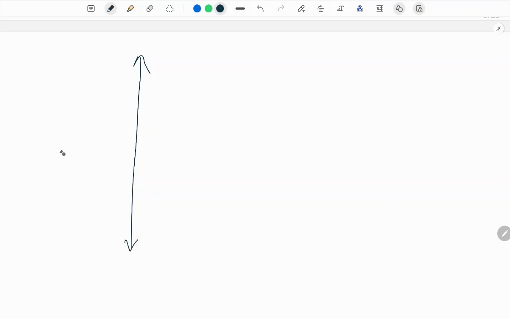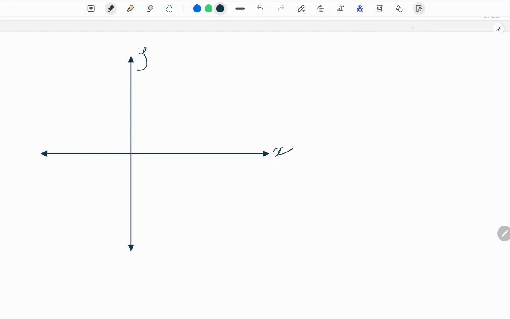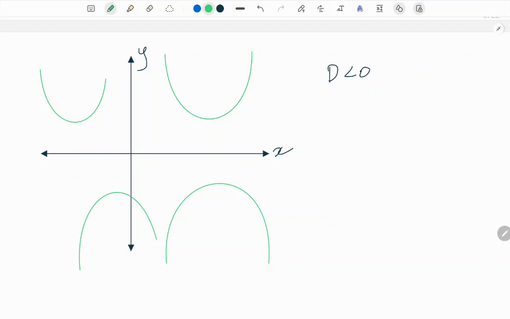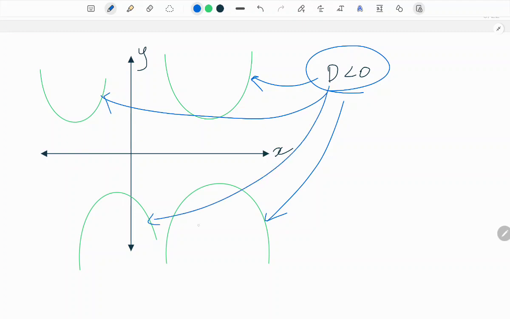So this is our coordinate axis, and finally all the arrows are drawn. And now when d is less than 0, the graph can go like this, like this, like this, and even like this. So all these cases are the same, where d is less than 0, over here the same, over here the same, over here the same.